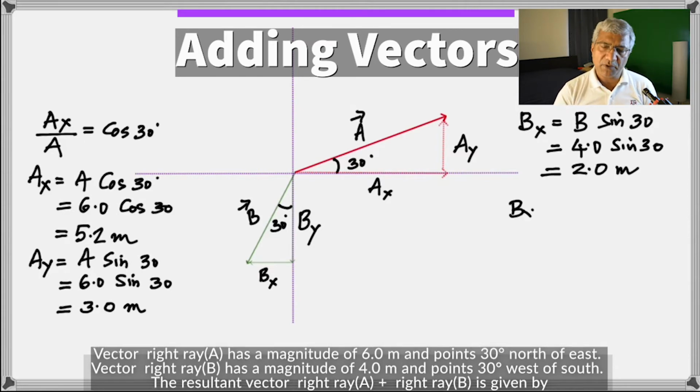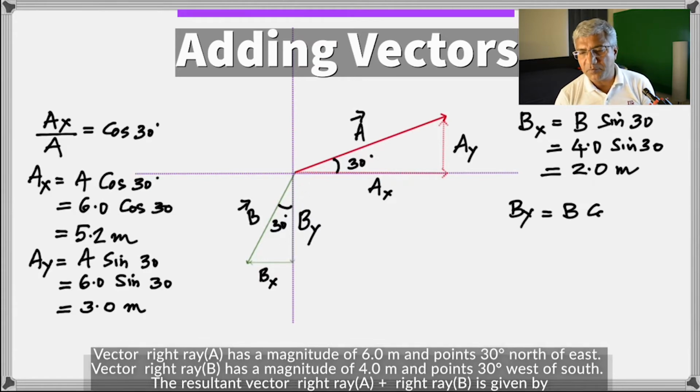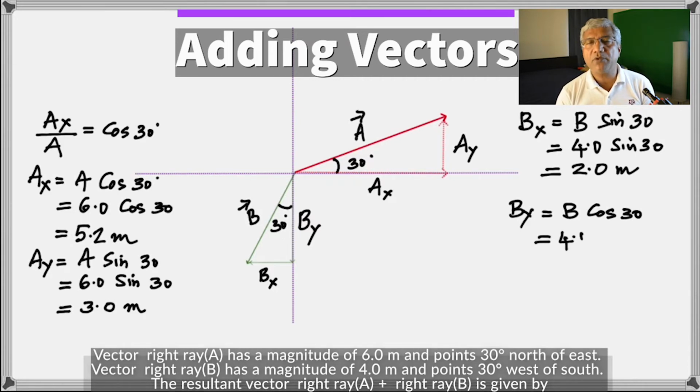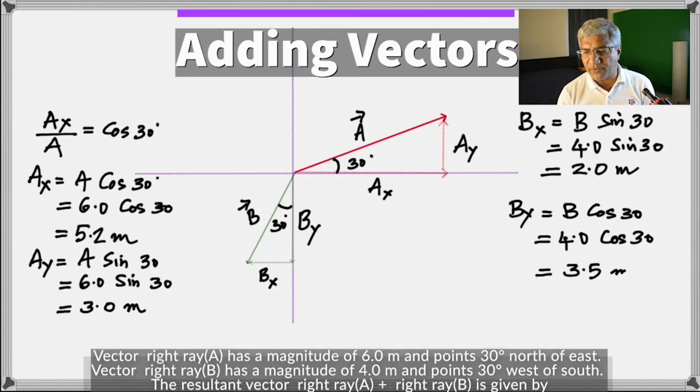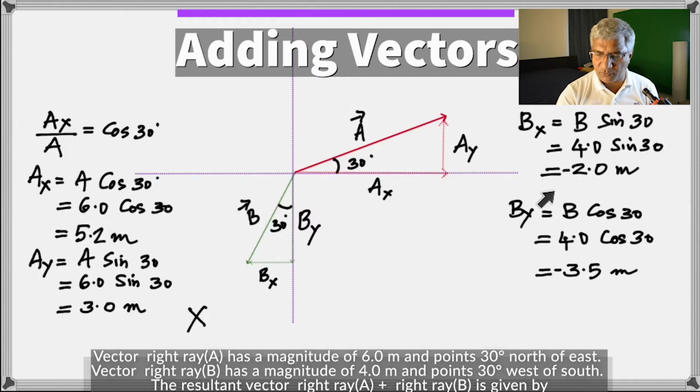And BY, because this is the adjacent side, it's going to be cosine. BY is B cosine 30. That would be 4.0 cosine 30. Okay, let's see how much that happens to be. That is 3.5 meters. And both are negative. Just like I reminded you before, both of these are negative.